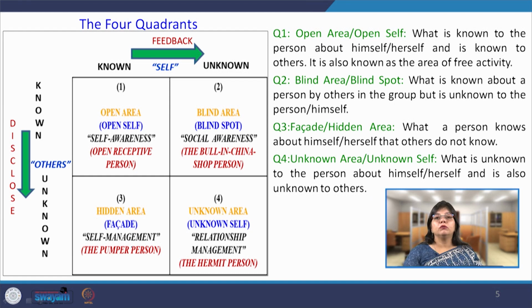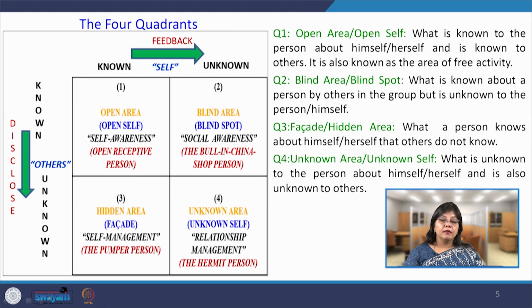Now, coming back to this window, it has 4 quadrants, and the second quadrant is the blind area. It is also known as the blind spot and an area of social awareness, or the bull in a china shop person. The third is the hidden area, also known as the facade. It is an area of self-management and the pumper person.